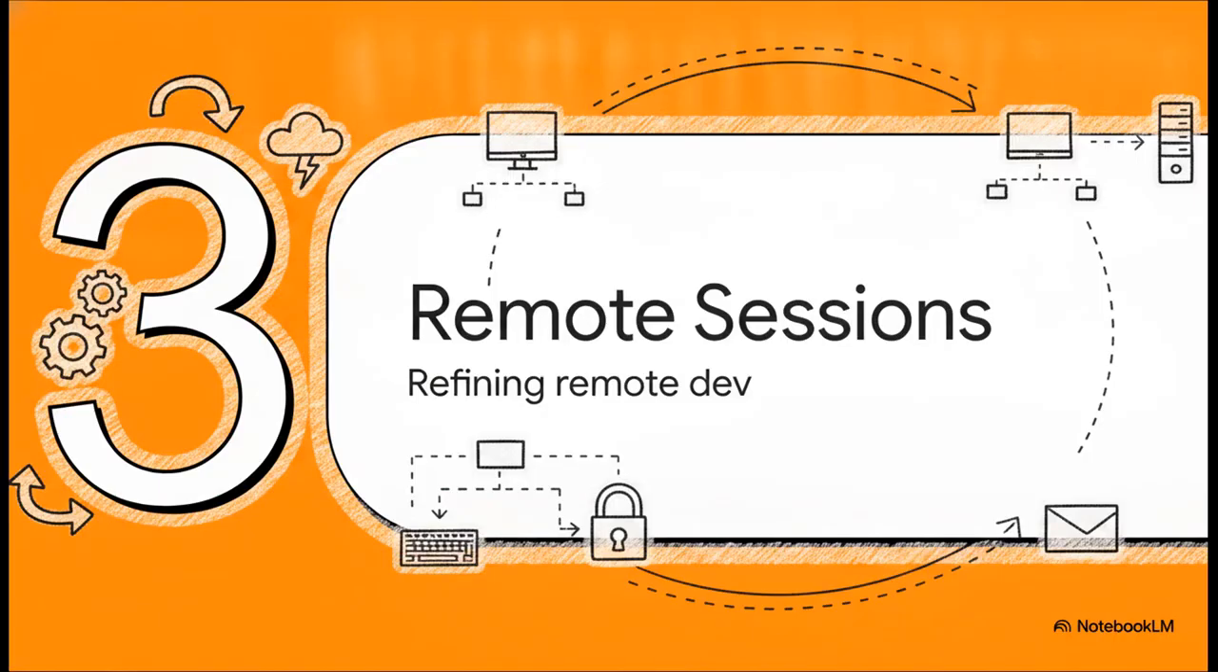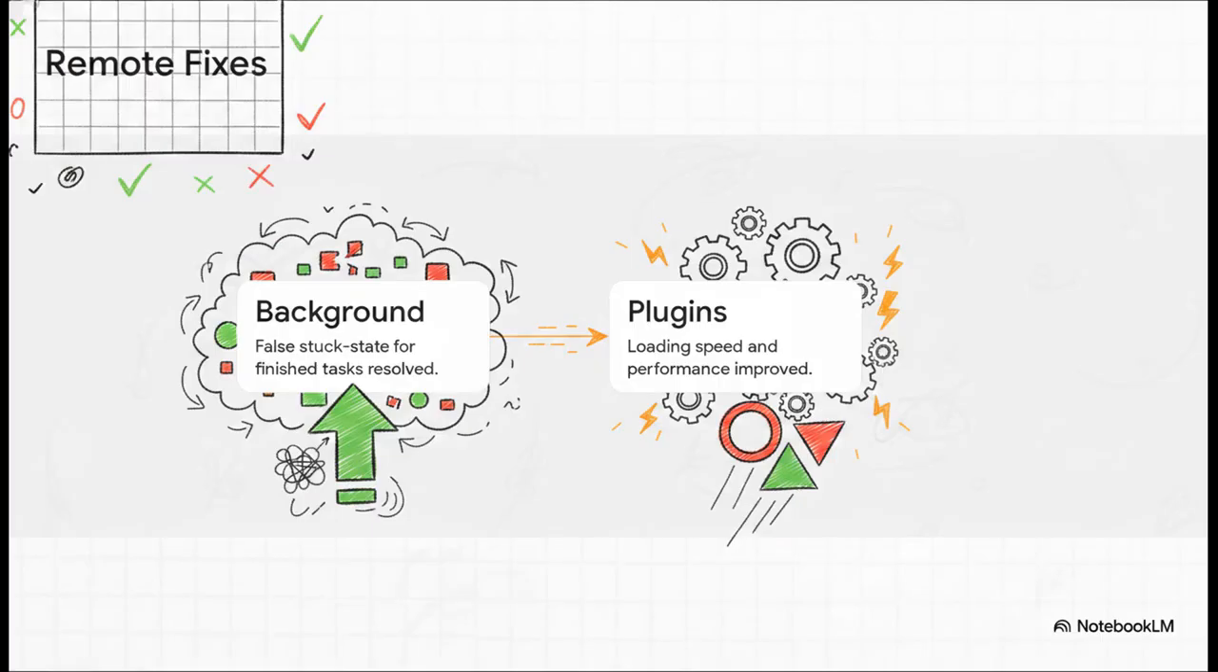That brings us to Section 3, Remote Session Refinements. So remote coding relies entirely on trusting what your terminal is telling you. This update fixes a major trust issue in those notoriously unpredictable remote environments. Background tasks were falsely showing as still running between turns, even when they were 100% finished. That false stuck state, totally gone now. Plus, while we don't have the exact milliseconds on this, the loading speed and performance of remote plugins have been noticeably optimized. When your terminal accurately reflects reality, your trust is completely restored.